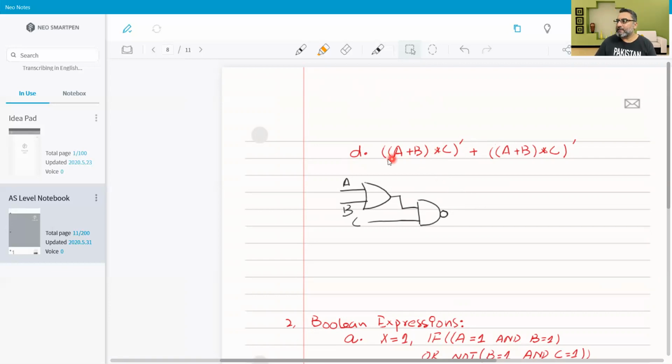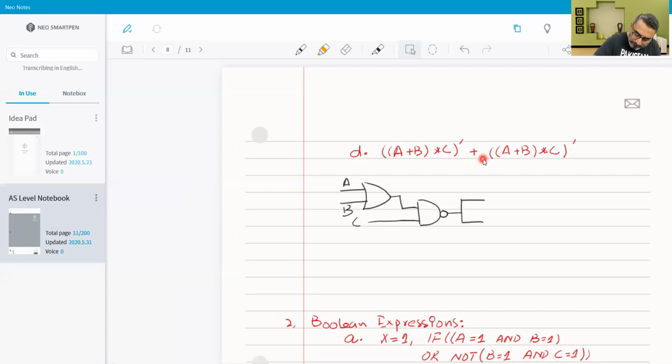This makes it a NAND gate. Now you can see that these two brackets are exactly the same. They are being ORed over here. So it means the output from this can be doubled and can enter an OR gate.